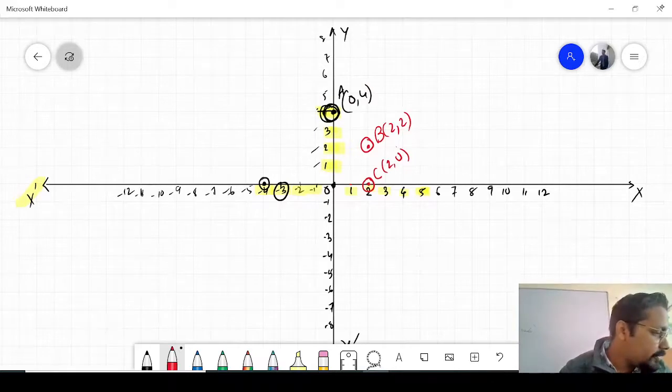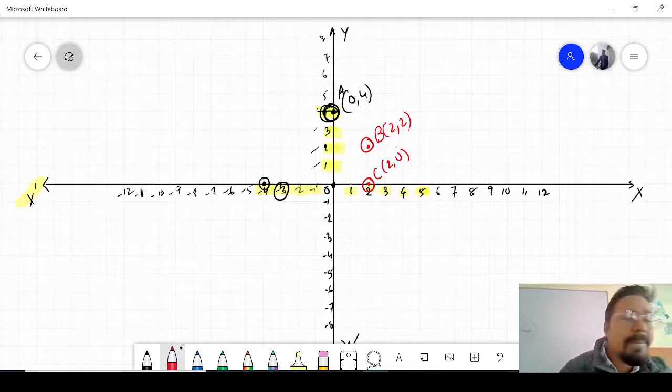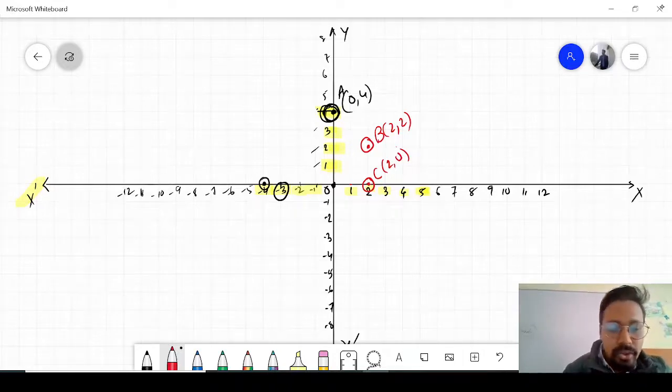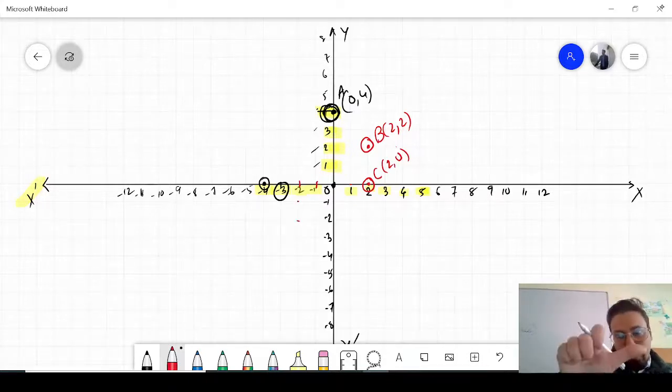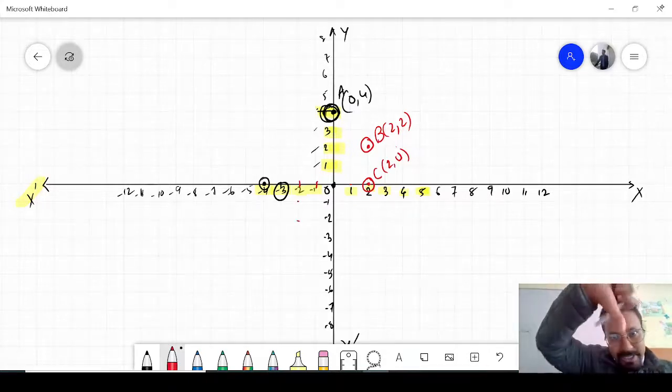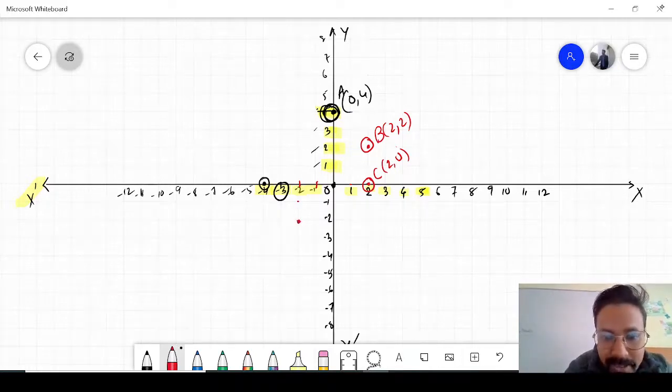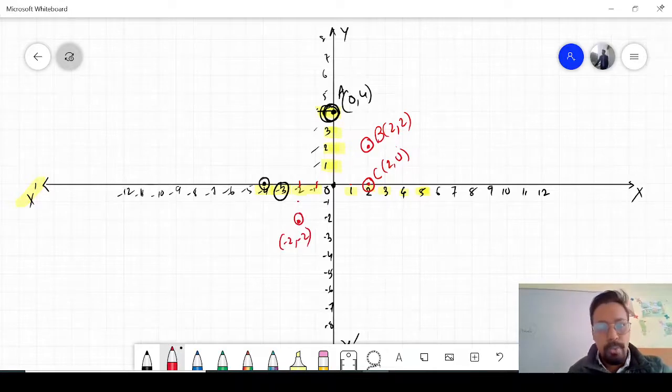Next, let us try and plot F. What is F? F is minus 2, minus 2. So we have to go from minus 1 here, minus 2, and then again minus 1, minus 2. So along the x-axis 2 points on the left, minus 2, and then down by 2 units. So we reach here, which is again minus 2, minus 2. Left 2, then bottom 2.